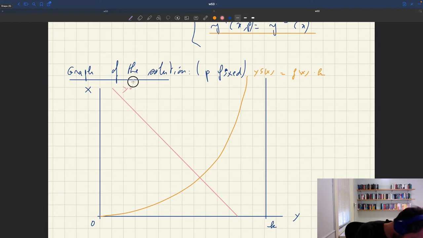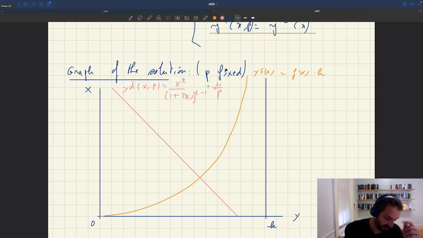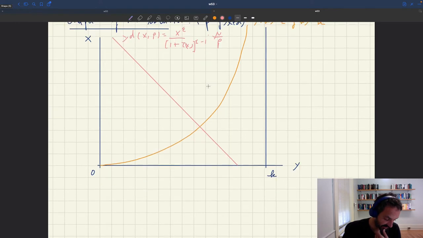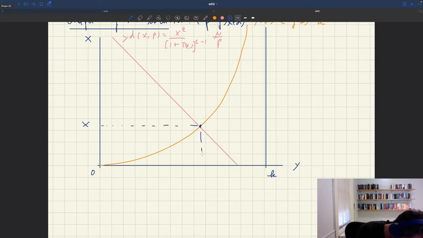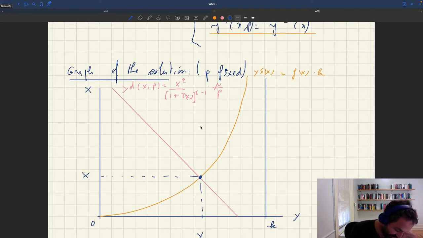And that's because YD of X and P is epsilon, which is fixed, times 1 plus tau X to the power epsilon minus 1, times U over P, where here I took P fixed. Tau X is increasing in tightness, epsilon minus 1 is positive, so YD of X is strictly decreasing. And so to solve my model, I have my aggregate supply, my aggregate demand, and the tightness that solves the model is going to be found here. So it's going to be here, X, and here's the output Y. This is the solution of the model.